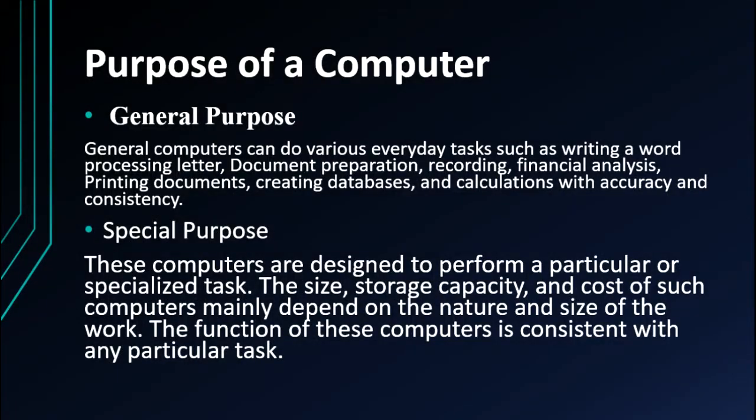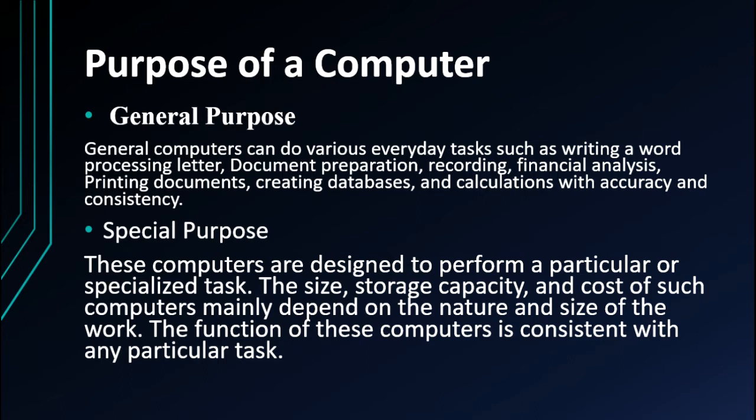Then we have the purposes of our computer. We have two purposes, the general purpose and the special purpose. Mainly, the general purpose of our computer is to create, calculate, record, or print documents, create databases, and perform calculations with accuracy and consistency. So the main purpose of our computer is to create documents, calculate data, analyze data, print paperwork, and many more. That is the general purpose of a computer.